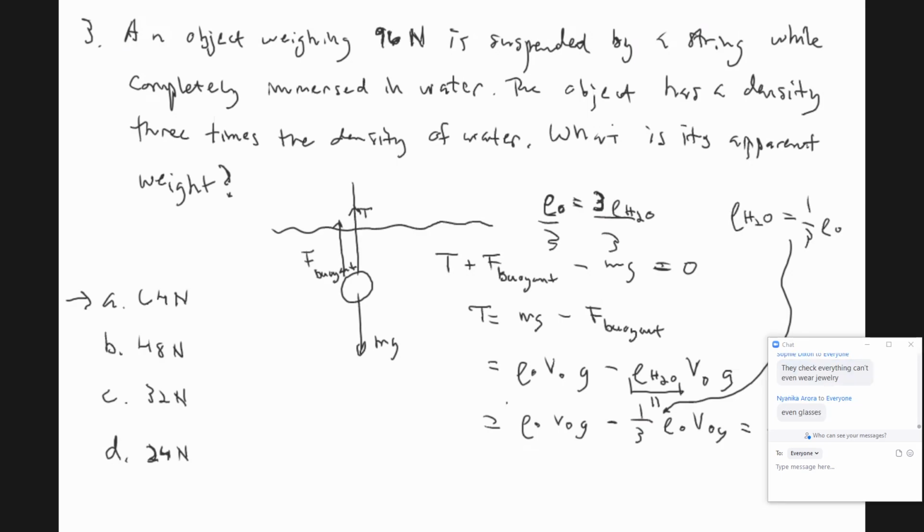Okay. So to go from here, I just substituted in, and I just did algebra and added mg and subtracted buoyant force. That's why it's mg minus buoyant force to that side.